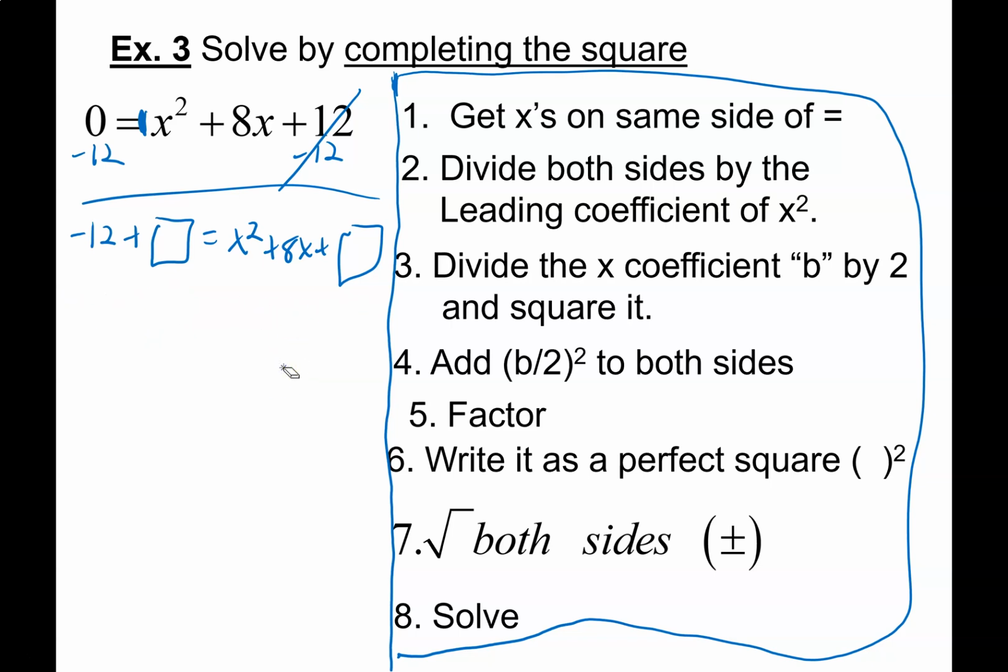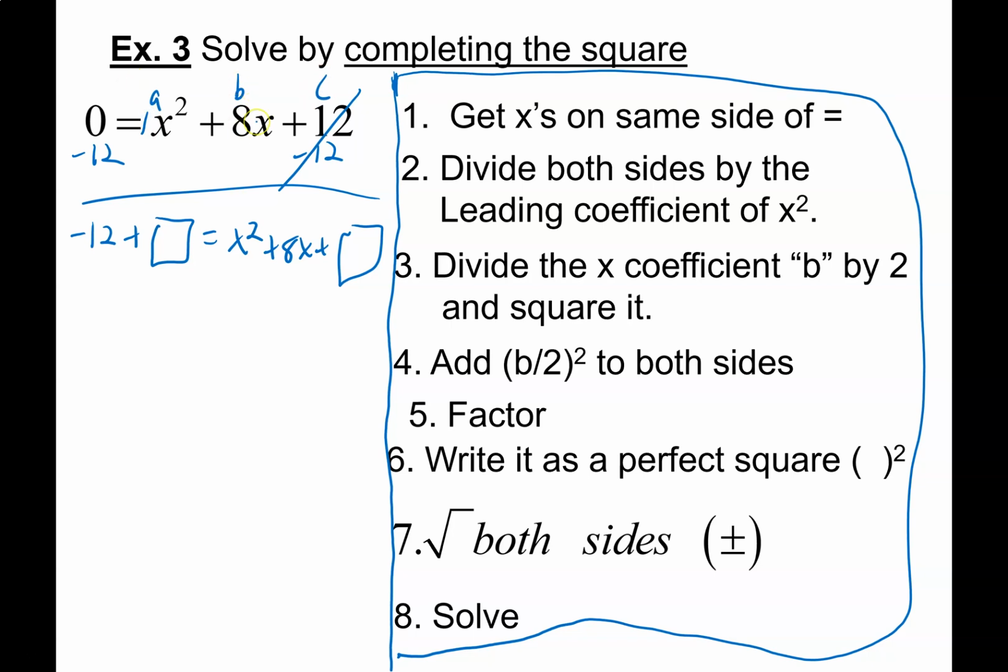So that step 2 is really here in case of something other than 1, like a 3x squared or a 5x squared, something along those lines. Okay. Step 3, divide the x coefficient b by 2 and square it. You say, well, what's b? Remember, this is a, b, and c. So a is 1, b is 8, c, well, it was 12.